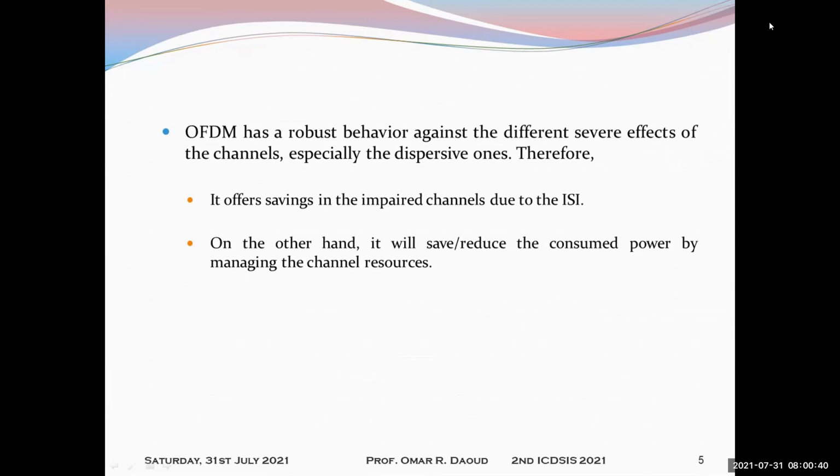OFDM has been known in the literature for its robust behavior against the different severe effects of the channel, especially the dispersive one. Therefore, it offers saving the impaired channel from intersymbol interference. In addition, it will save and or reduce the consumed power by managing the channel resources.